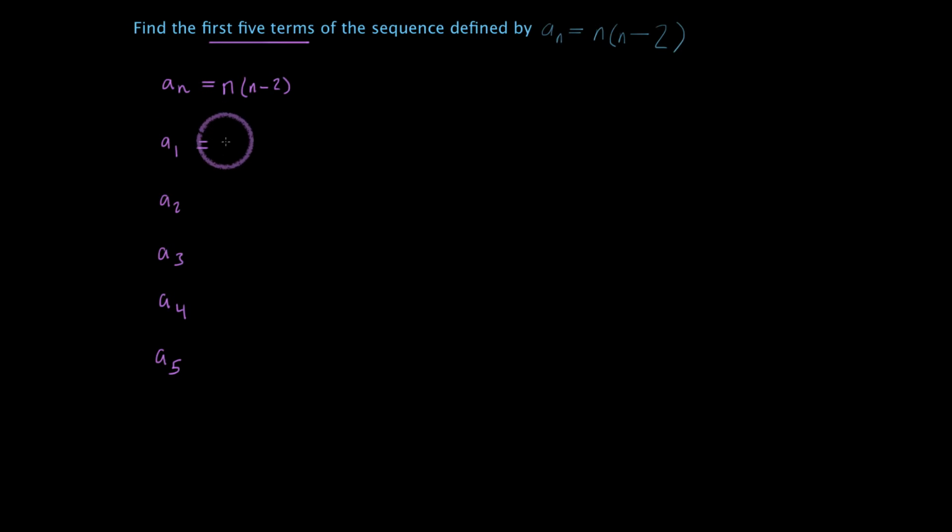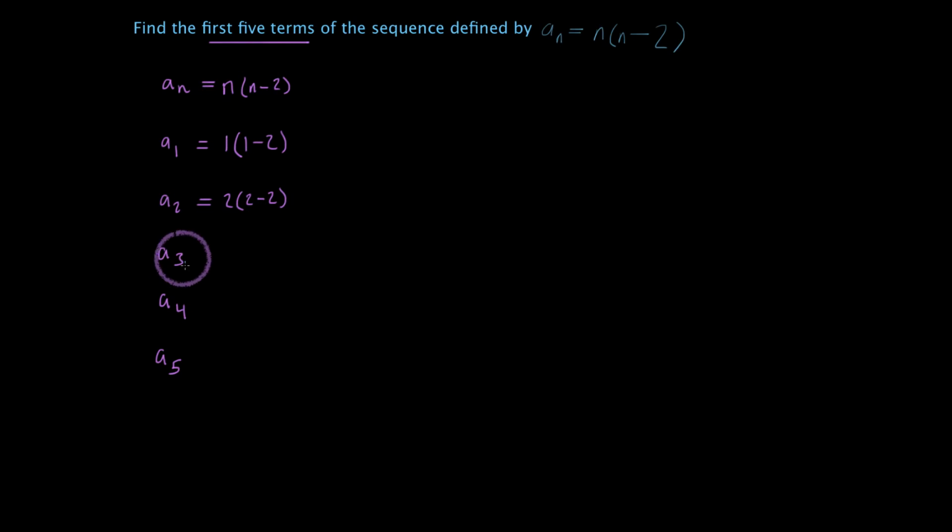For a sub 1, it's going to be 1 times 1 minus 2. For a sub 2, it's going to be 2 times 2 minus 2. So notice, whenever I run into the variable n in my equation, I'm just taking the value from the index and substituting it in its spot. So for the first term, I took the value 1 and substituted it in for n. For the second term, or a sub 2 here, I took the 2 and substituted it in for the n.